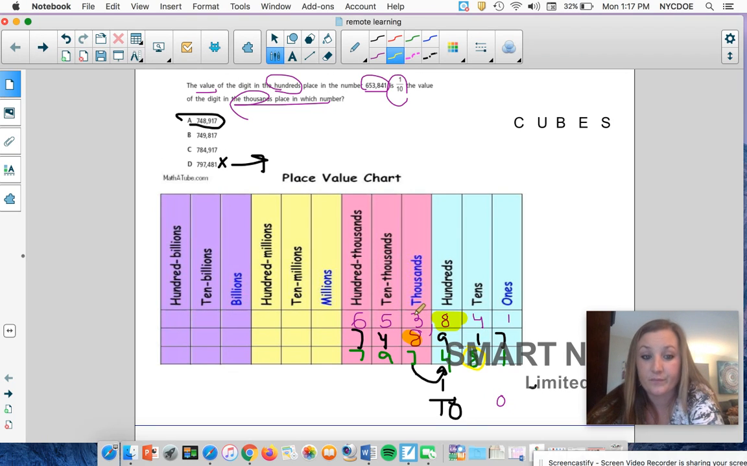Okay? Bingo. Tyler's doing math too. No, he's not. He's chasing the dog around the house.